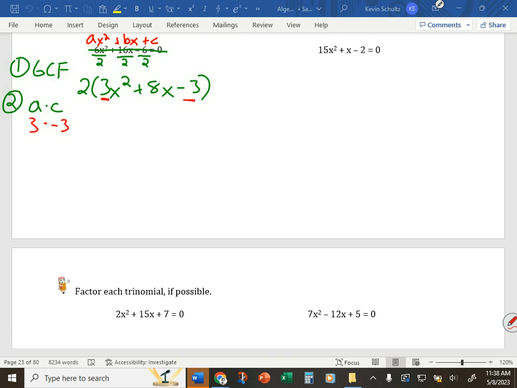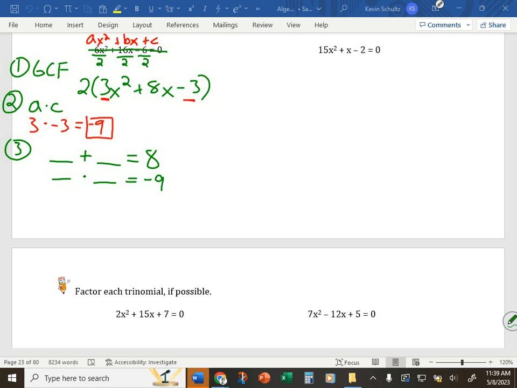Okay? And what is 3 times negative 3? Negative 9. Right? And why that negative 9 is important is because now in step 3, we set up that number puzzle. We're looking for 2 numbers that add to equal our middle term, which is 8. And those same 2 numbers multiply to equal our negative 9 that we got in step 2. And what's the magic combination? What's that?